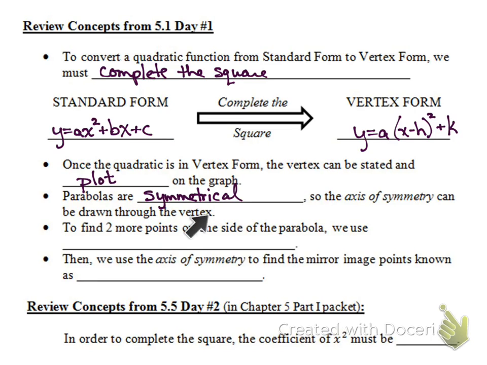So because parabolas are symmetrical, we can use the axis of symmetry through the vertex to figure out points' reflections. To find 2 more points on one side of the parabola, we're going to use an XY t-chart, and then use the axis of symmetry to figure out their reflections. So in order to complete the square, the leading coefficient has to be 1.